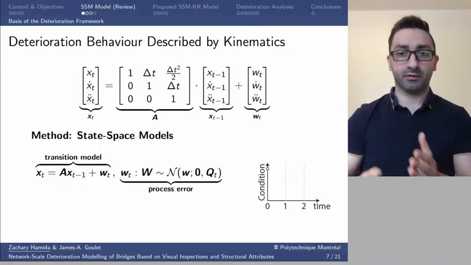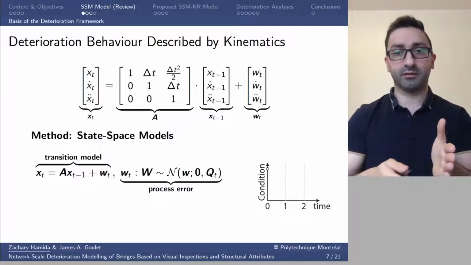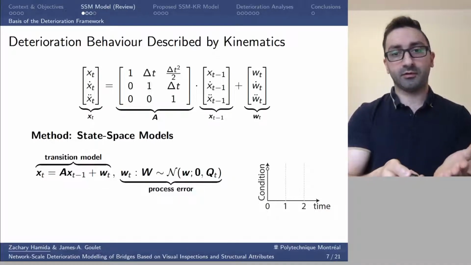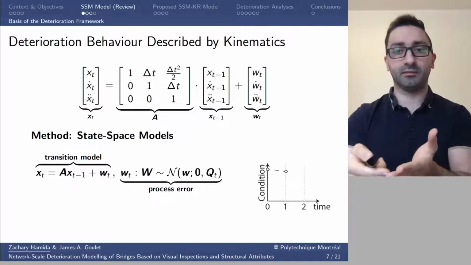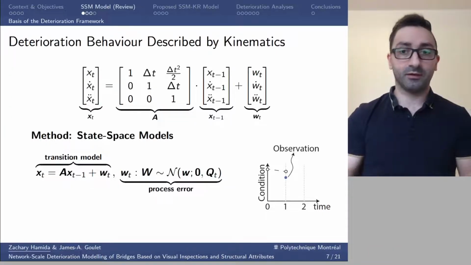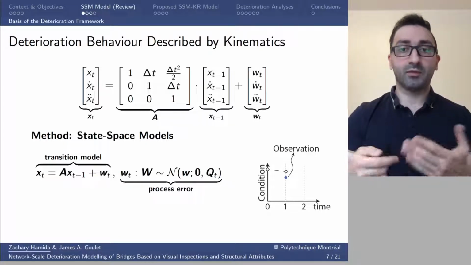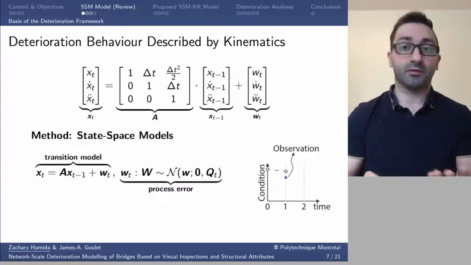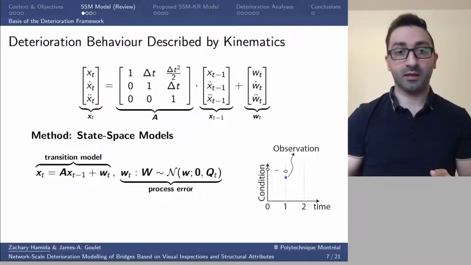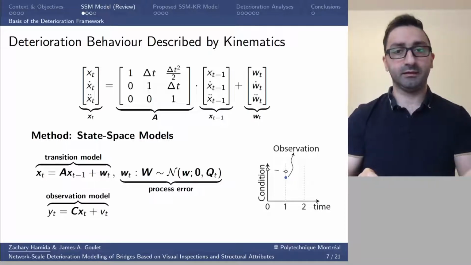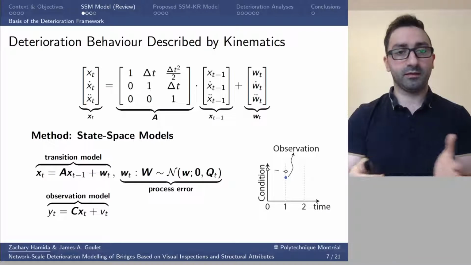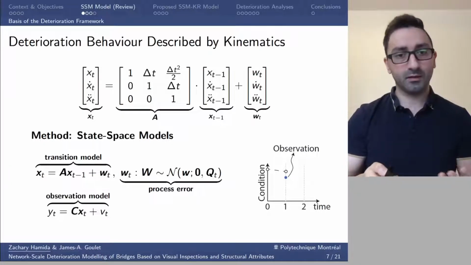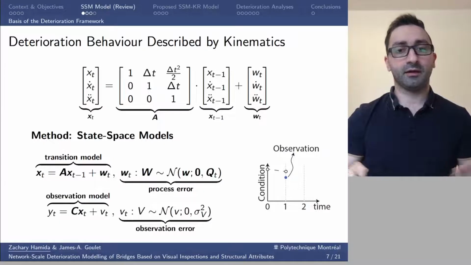For example, if you look at the graph in the lower corner, you can see on the x-axis the condition, on the y-axis the time, and let's say that we have a state at time t0. Using this transition model, I can do a prediction of the state at time t1. Now, if I have an observation at time t1, then I want to update my model prediction with the information of this observation. In order to do so, I need an observation model that characterizes this observation. This observation model is described by y_t, the observation at time t, equals C, the observation matrix, multiplied by x_t, the state at time t, plus v_t, which is the observation error. The observation error is described by zero mean and the variance sigma_v squared.